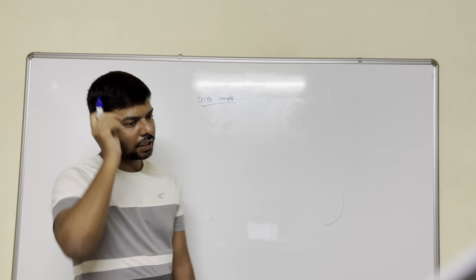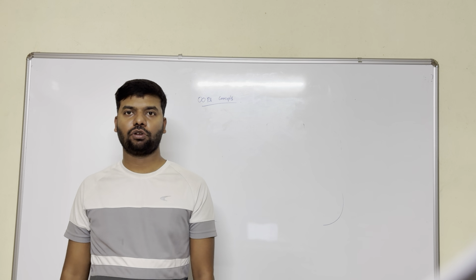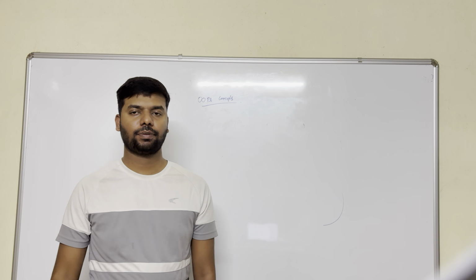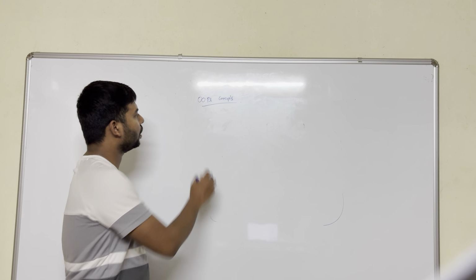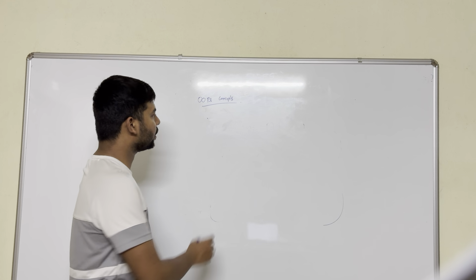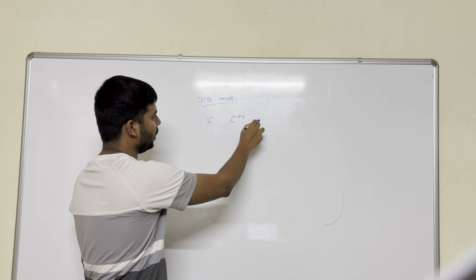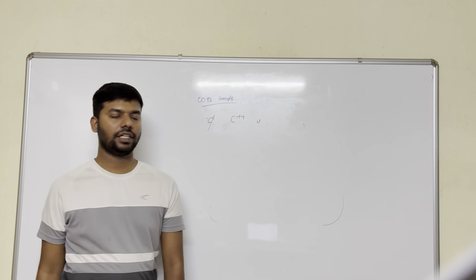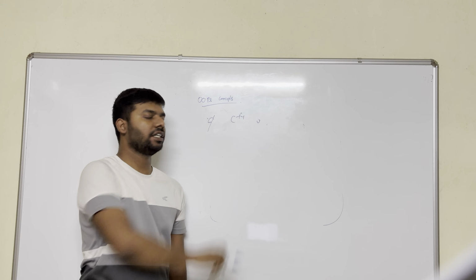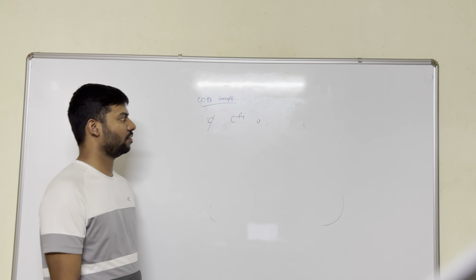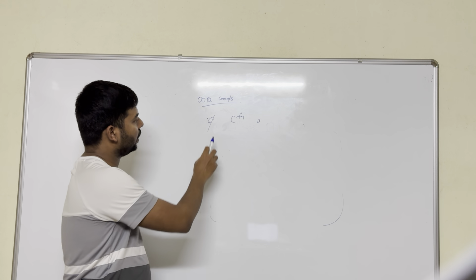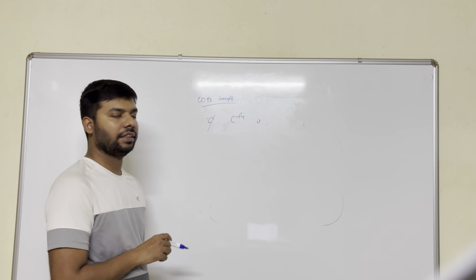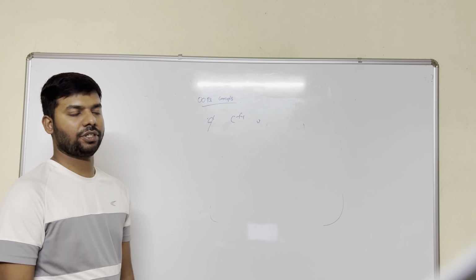OOPS concepts. Basically, we have so many different programming languages: Java, C, C++, Python. If you consider C, C++ and Java, the difference is that C is not object oriented, and C++ is object oriented, and Java is also an object oriented programming language. So there are certain concepts in computer science that make a programming language object oriented.